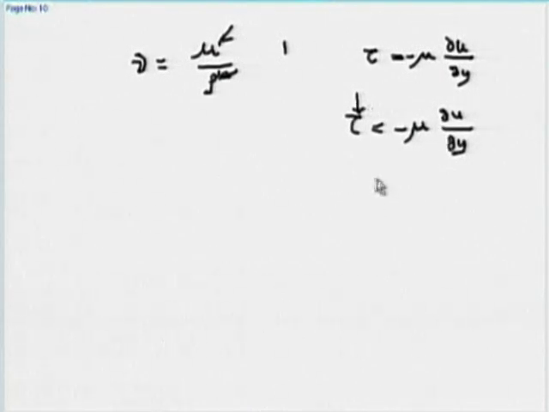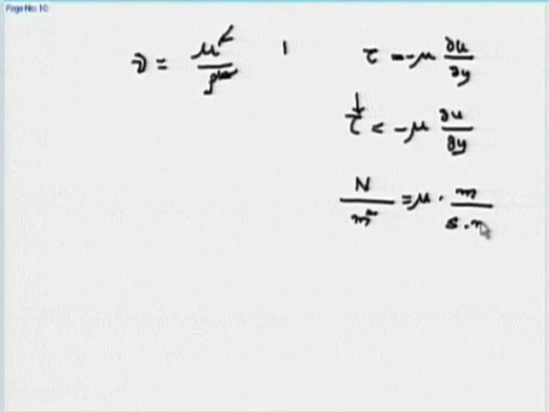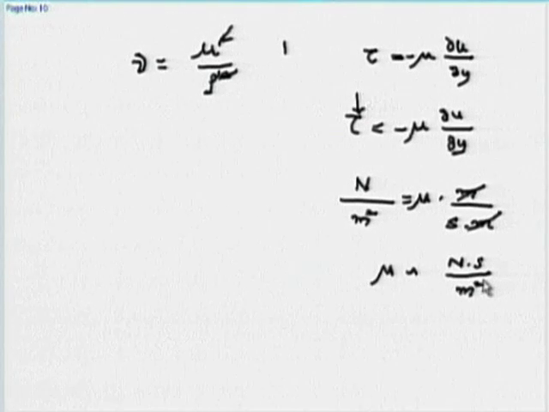If you just do this, what do I get? The unit of shear stress is Newton per meter squared, del u is meters per second, and the unit of y is meter, so meter gets cancelled. So, the unit of viscosity would be Newton second per meter squared, right.